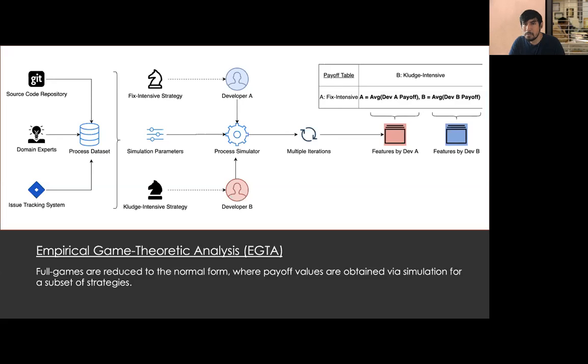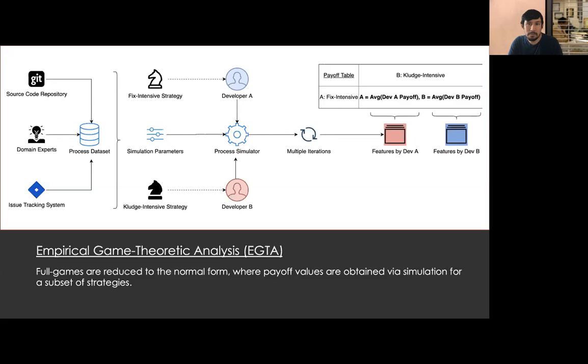For this purpose, we propose to adopt empirical game-theoretic analysis, or EGTA. Reduced games produced by EGTA are also payoff tables, with the payoff values obtained via simulation. In EGTA models, the actions are limited to a set of strategies of interest. For our model of the budget protection issue, we consider the 2 developers as players, with a payoff as the number of features delivered per release. Our model has only 2 strategies.